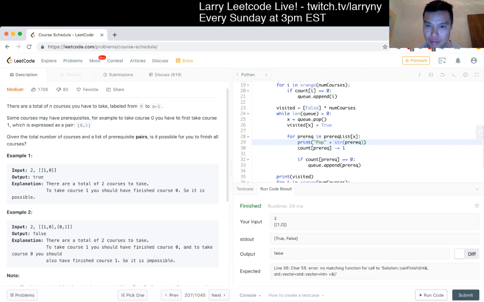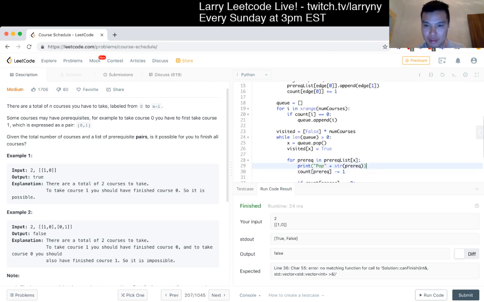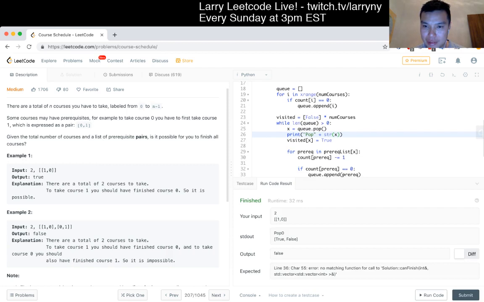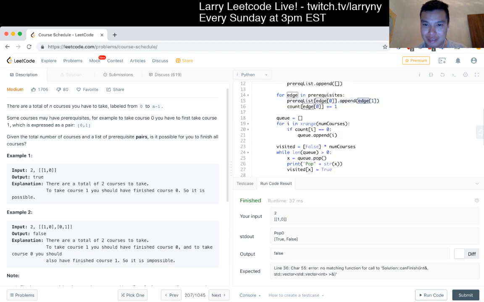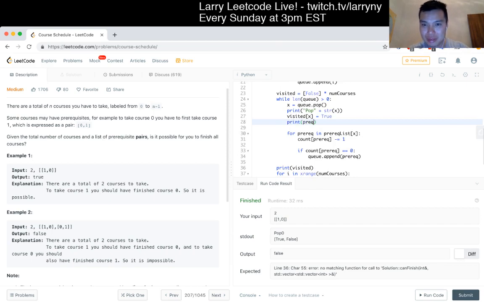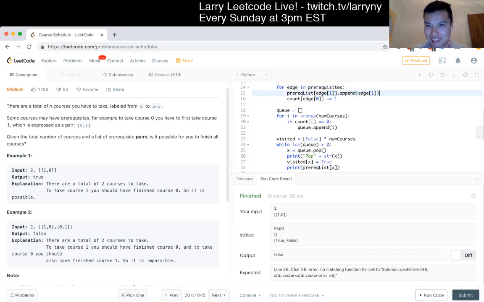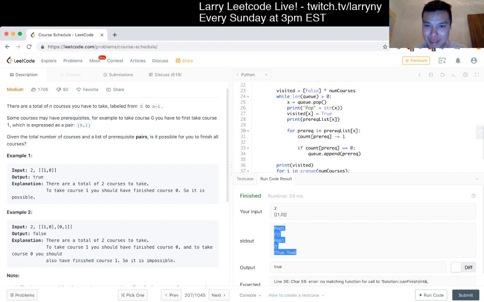Hmm. So it does get popped, but did I set up the edges correctly? Okay, so I don't set up the edges correctly. Oh, like I said, I always mix them back and forth. Oops. Okay, so I mean, at least this output makes sense.